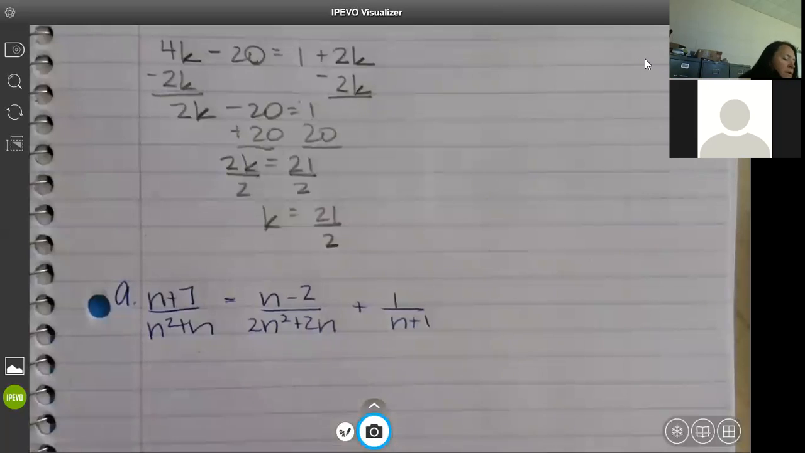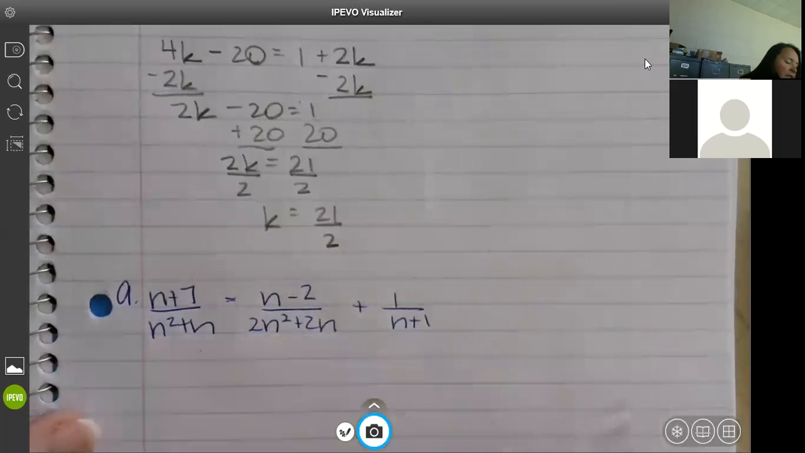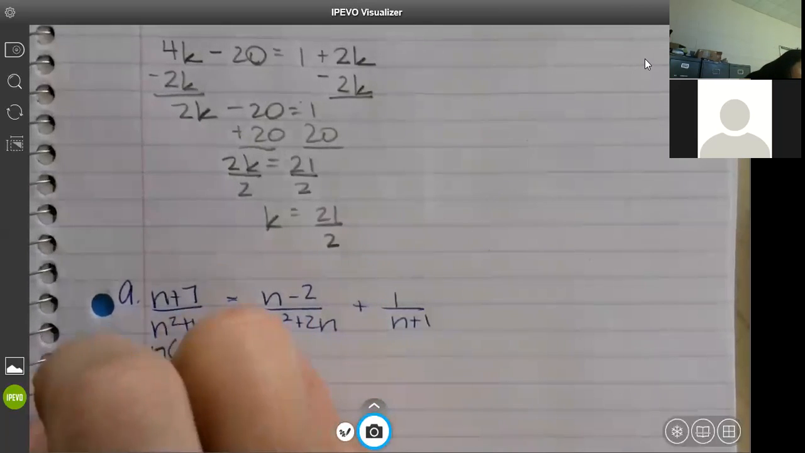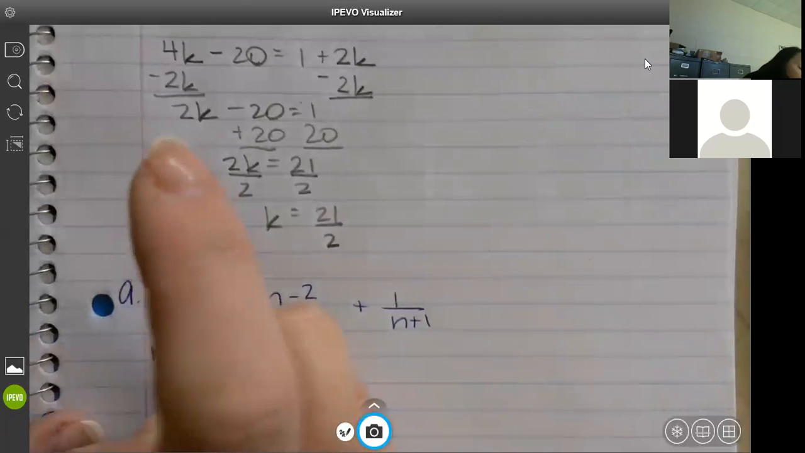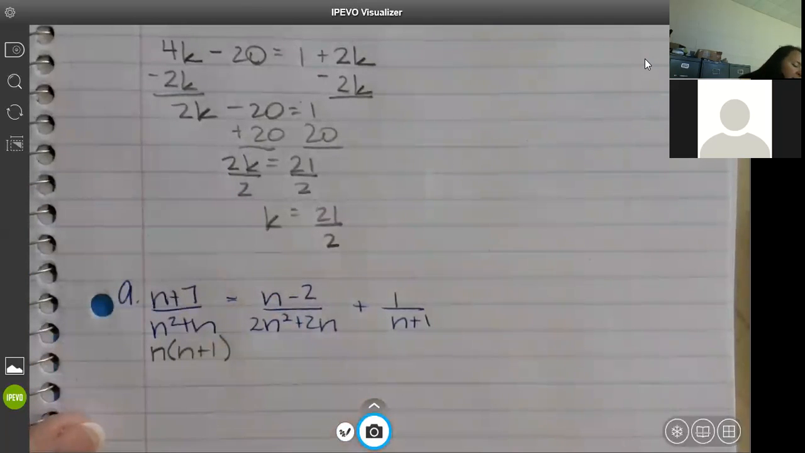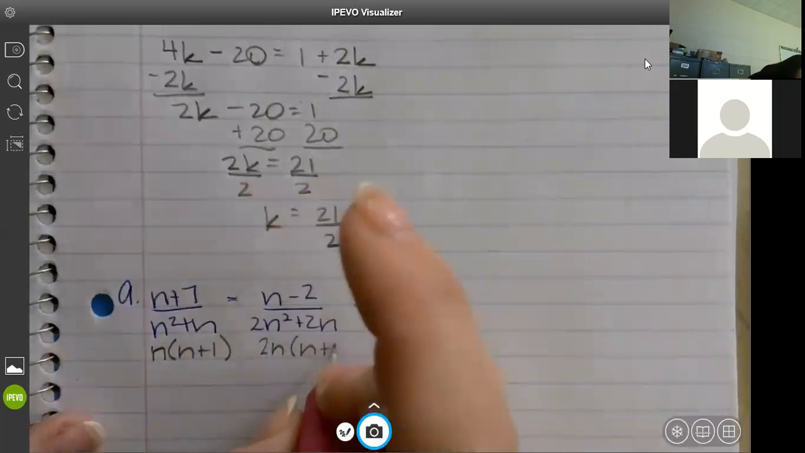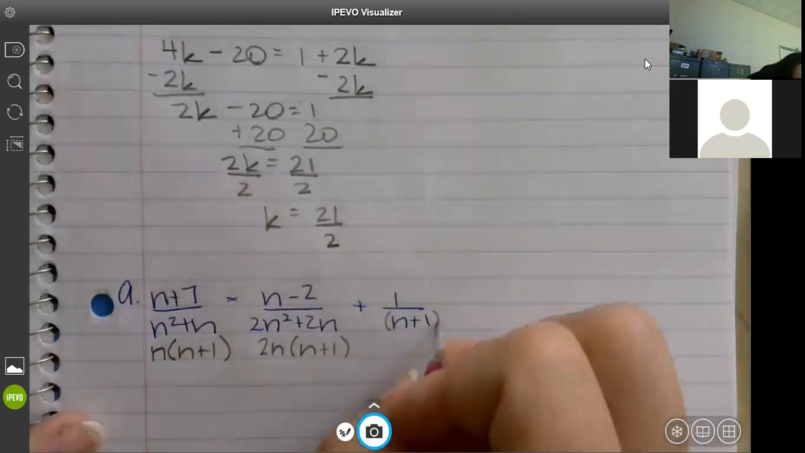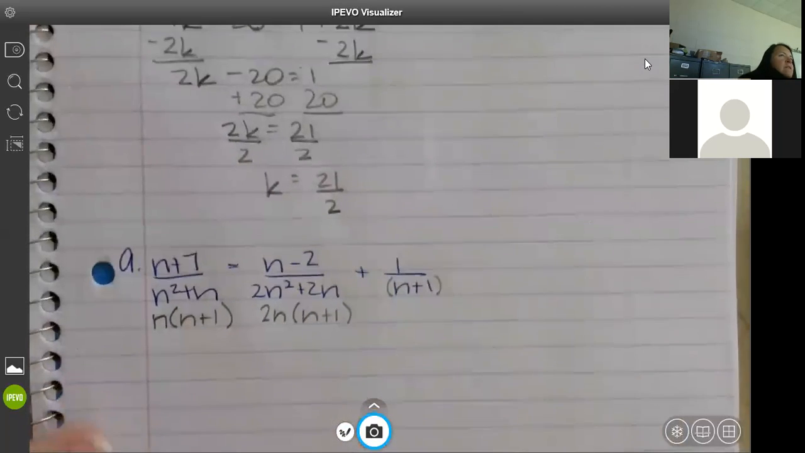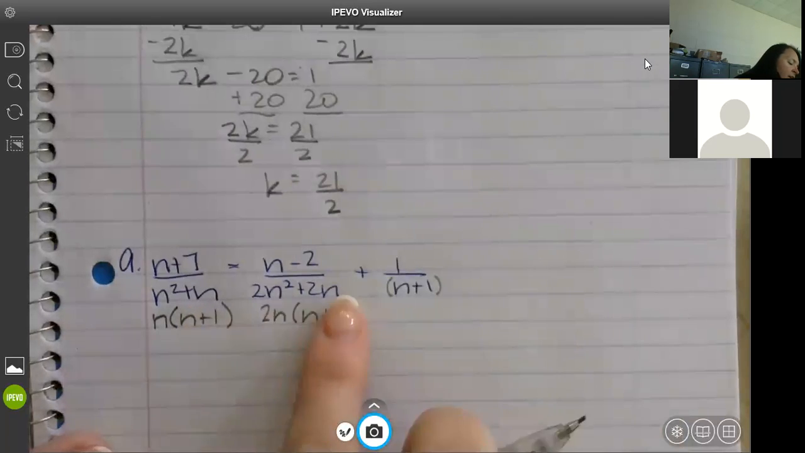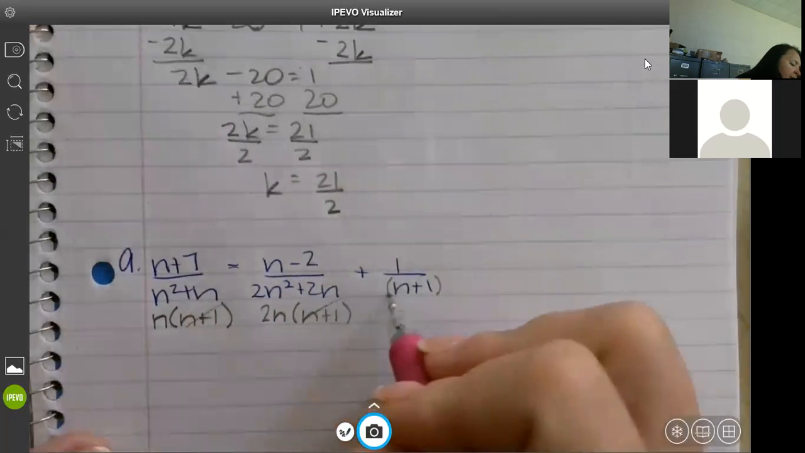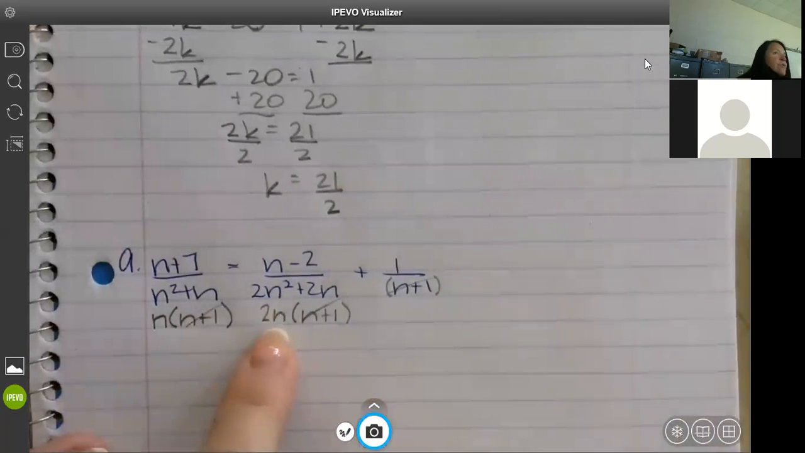Right. So in the bottom, we want to factor everything that we can. So in this first one, we have a GCF of n, which leaves you with n plus 1. In the second one, we have a GCF of 2n that leaves us with n plus 1. And the last one only has n plus 1. So they all have the n plus 1, so none of them need that. What they need to have is the 2n.